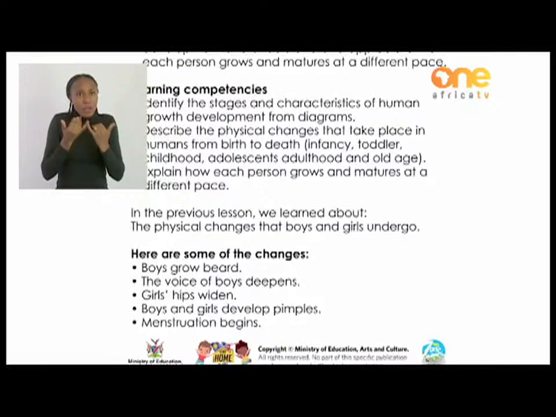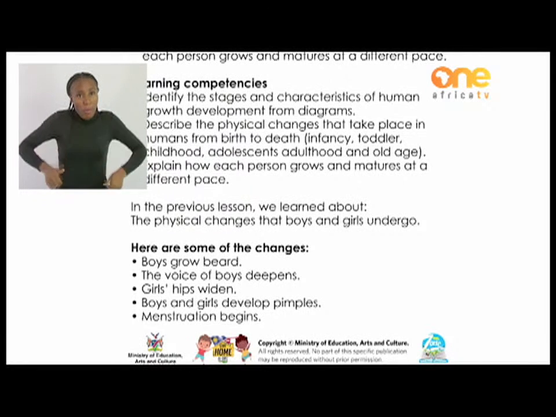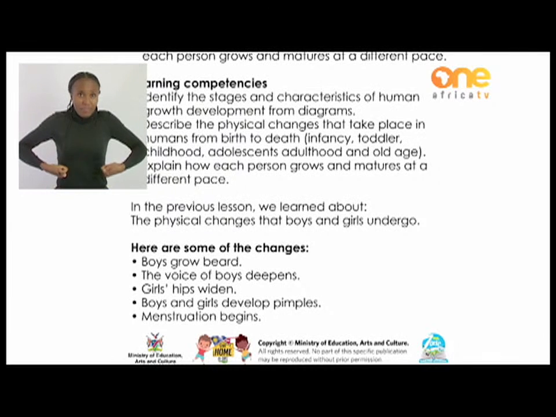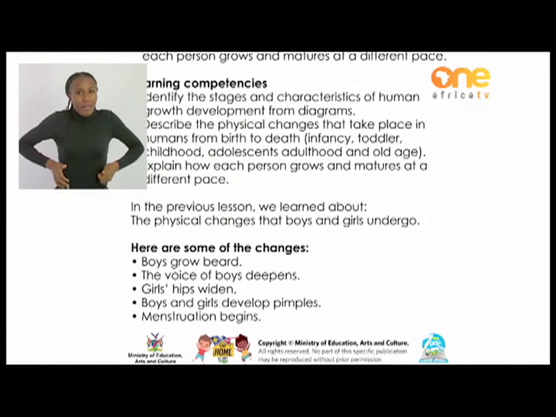Let's move on. In our previous lesson, you have learned the following, which are the changes on boys and girls. It says, boys grow beard. It's only that I'm wearing a mask now, can't see mine. The voice of the boys deepen. It means boys, their voices have to change. Girls' hips widen. So the sizes of the hips of the girls have to get a little bit bigger. Boys and the girls, they both develop pimples. And when it comes to ladies as well, they start with menstrual cycle, or the menstruation begins.